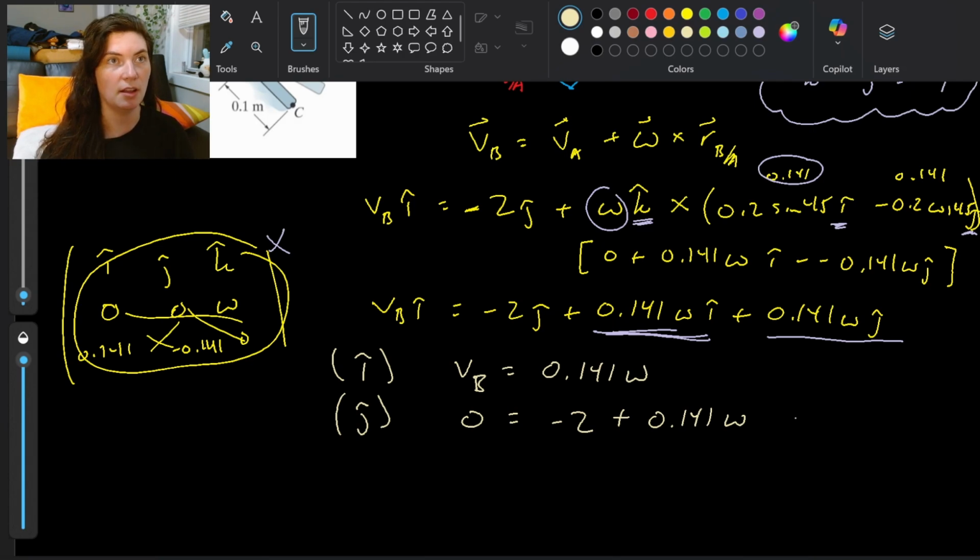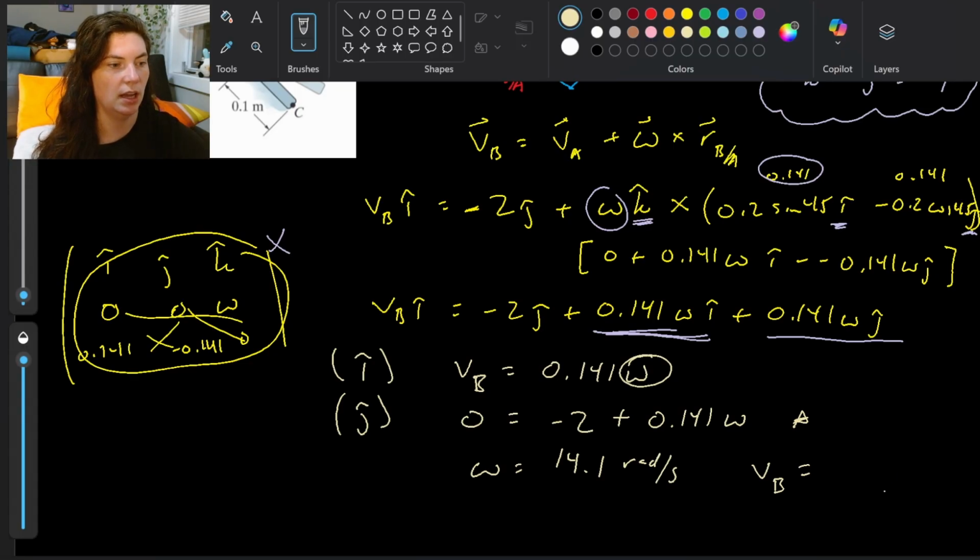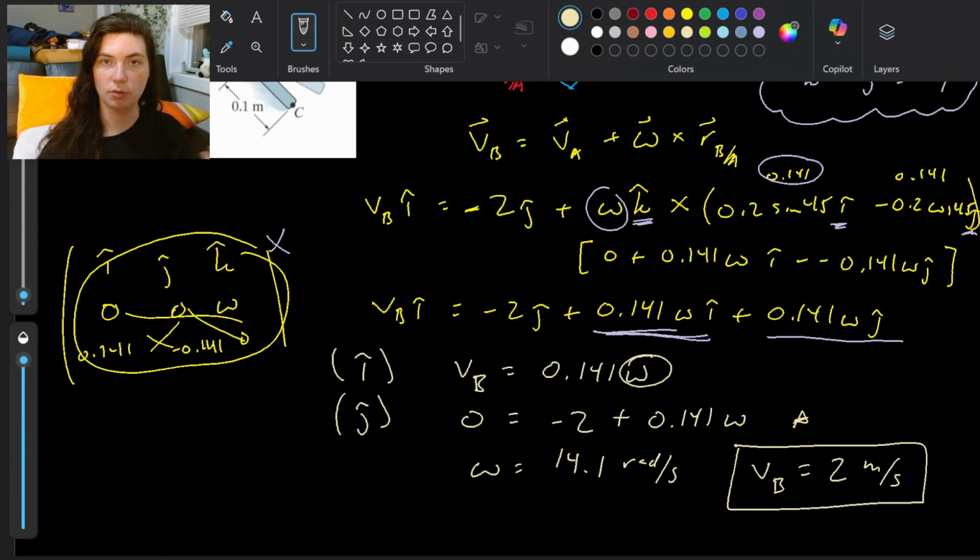We can very easily solve this j hat one for omega. If I rearrange and plug it into the calculator, I get omega is 14.1 radians per second. Then I can take that and plug it in right here to find my velocity of B, which is 1.41 times 14.1. I got 2 meters per second, right around 2 meters per second. This is what we were looking for, that velocity of B.